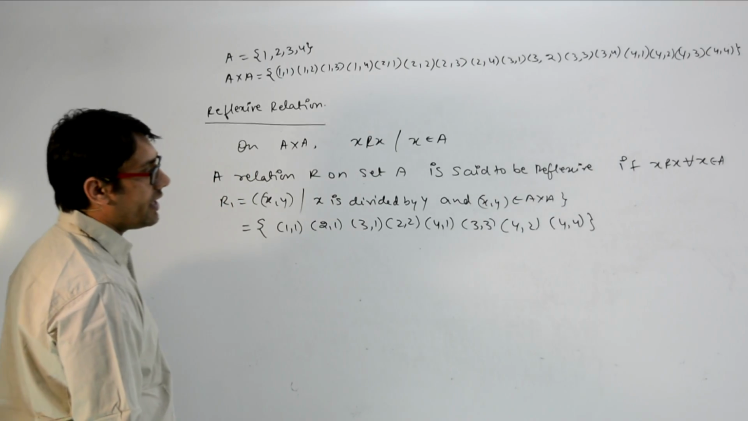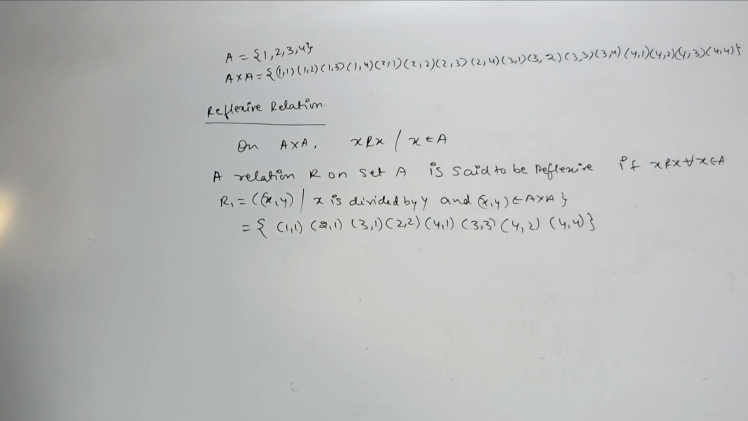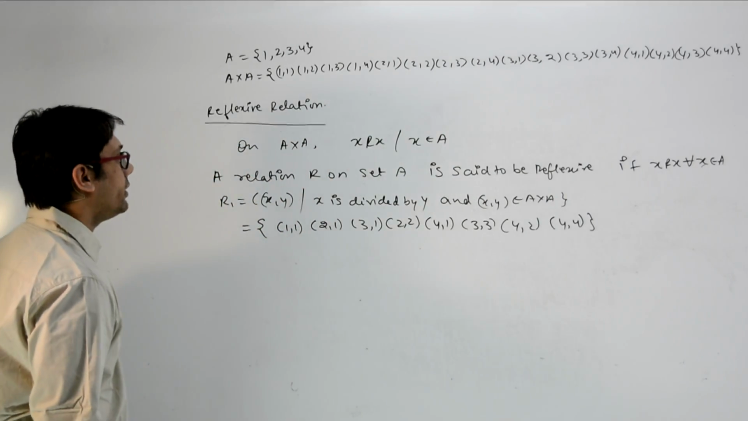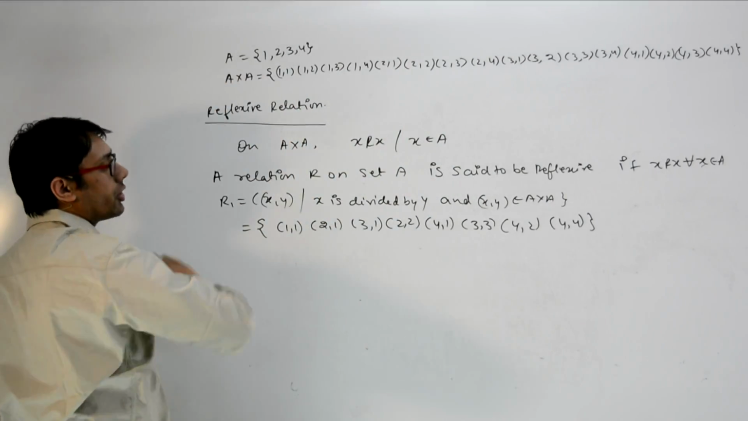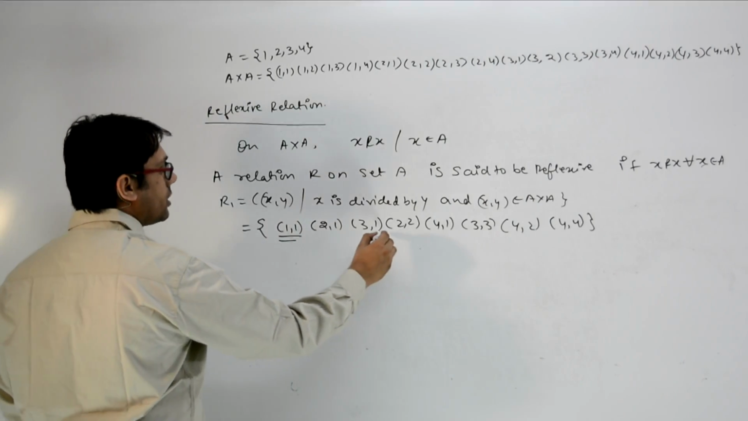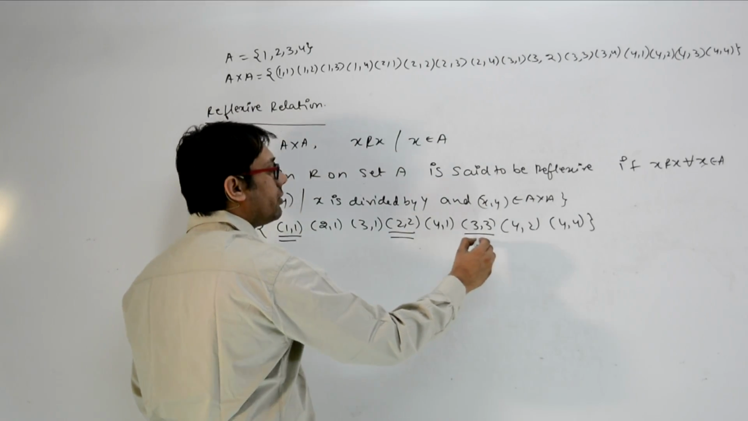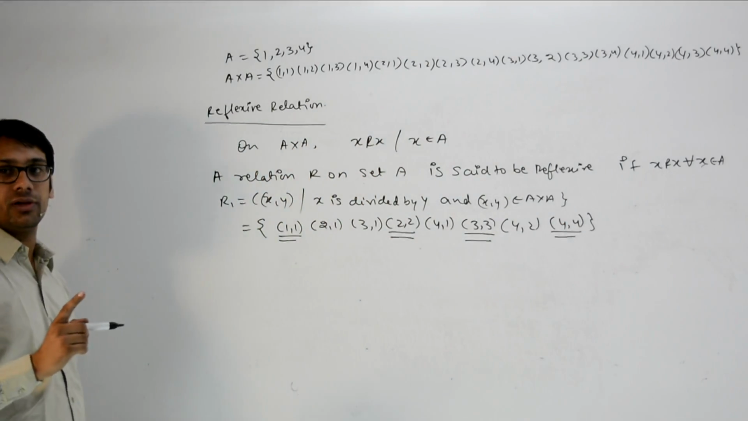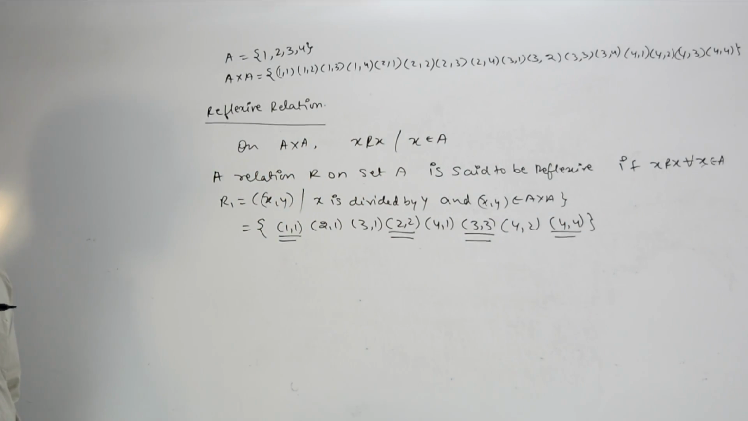Now for all x belonging to the set A, that means for all the elements x in A, the ordered pairs 1, 1, 2, 2, 3, 3 and 4, 4 should be there.